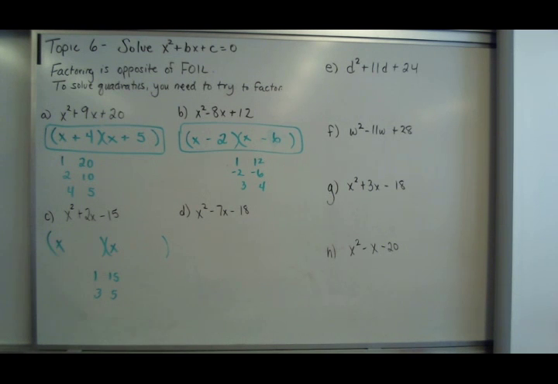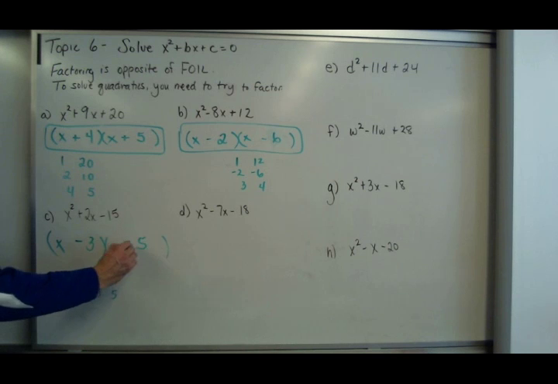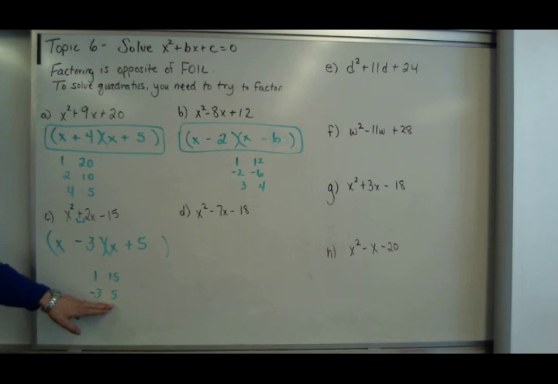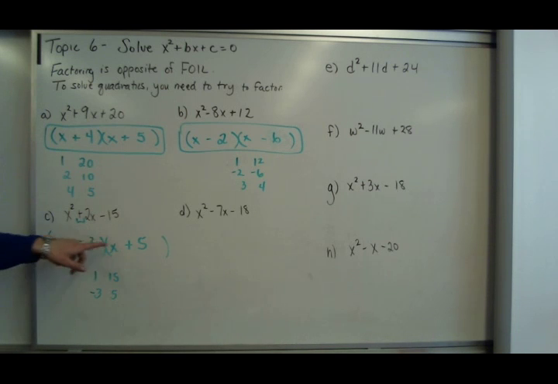Well, for this middle one, I need them to add up to a negative 2. Well, if I make this a negative 3 and a positive 5, and I add those things together, I will get a positive 2. 5 plus a negative 3 is a positive 2. Negative 3 times a positive 5 is a negative 15. And those are my two terms. And a little trick is, whatever this sign happens to be, your larger number will be that sign. So if we have a positive and a negative, your bigger number will always be that sign. And in this case, the positive.